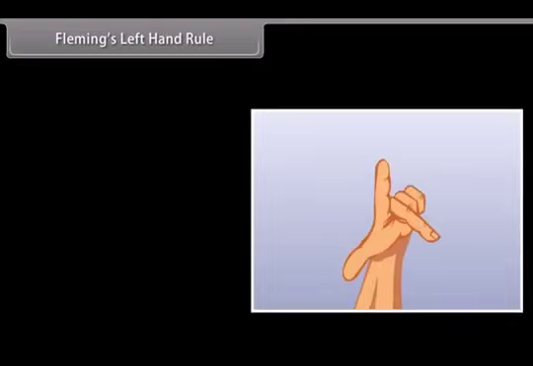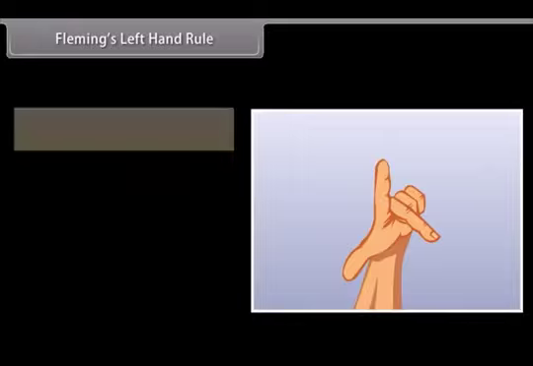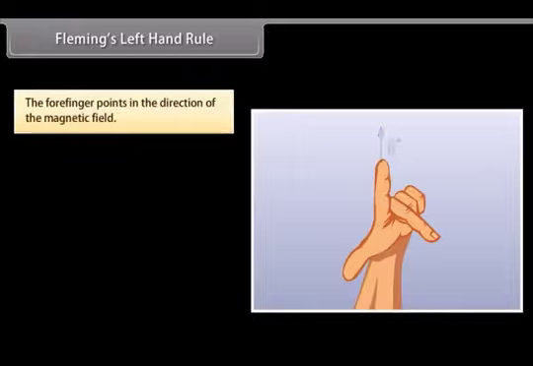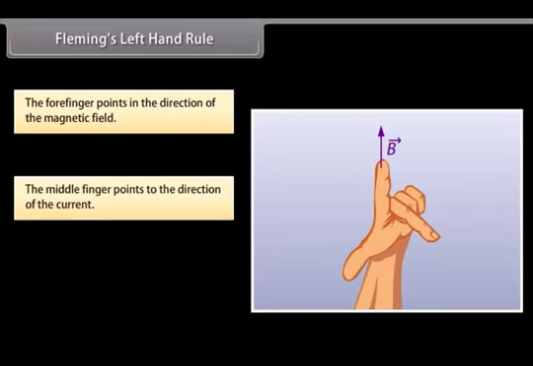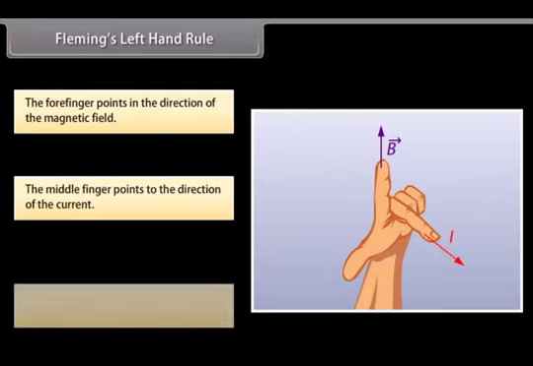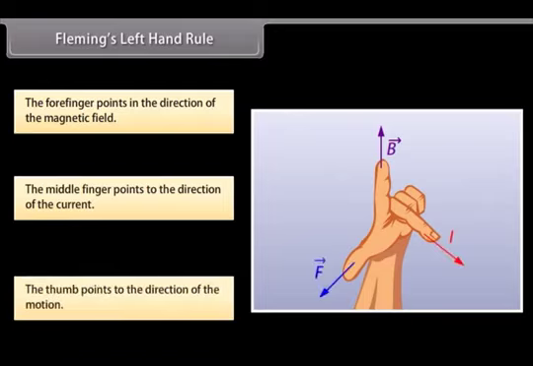Fleming's left-hand rule. Fleming's left-hand rule is a mnemonic to represent 3 directions. You need to stretch your thumb, forefinger, and middle finger of your left hand. Each finger points to a specific direction. The forefinger points in the direction of the magnetic field. The middle finger points to the direction of the current. The thumb points to the direction of the motion. This is Fleming's left-hand rule. Examples include woofers, subwoofers, electrical actuators, etc.